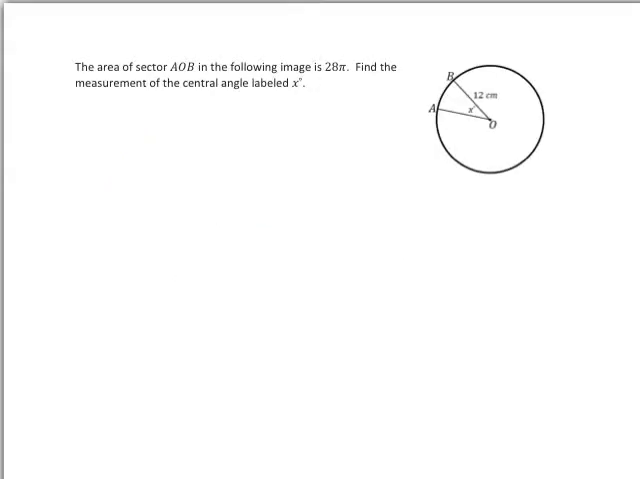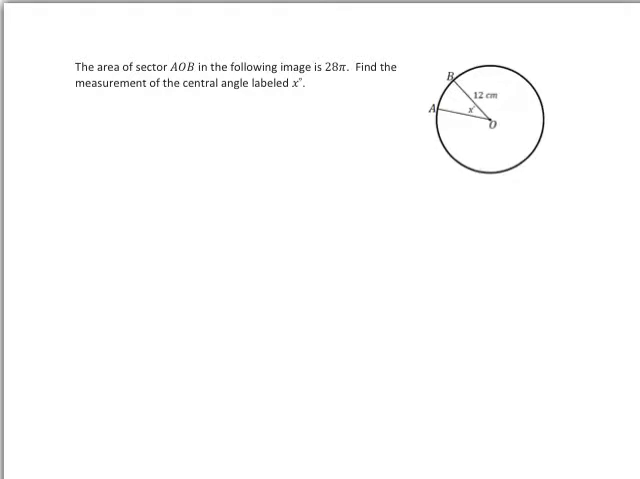And we'll finish with one more example, and then we'll do more of the examples in class that are in your notes, plus some extras. So in this example, we're given the area of sector AOB. So AOB is here, and we're given the area measurement in there. And that's 28 pi. So the area of a sector is 28 pi, and we want to find the measurement of the central angle. Now here we also have a radius of 12 centimeters.